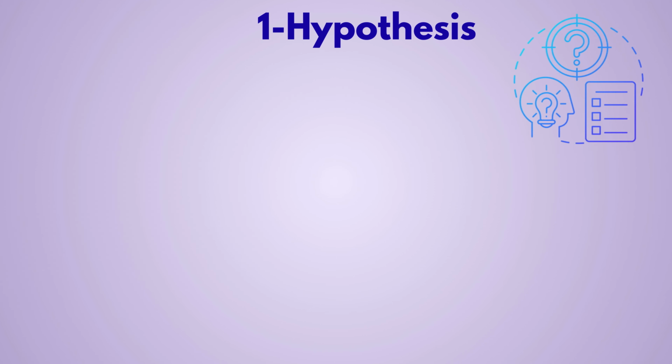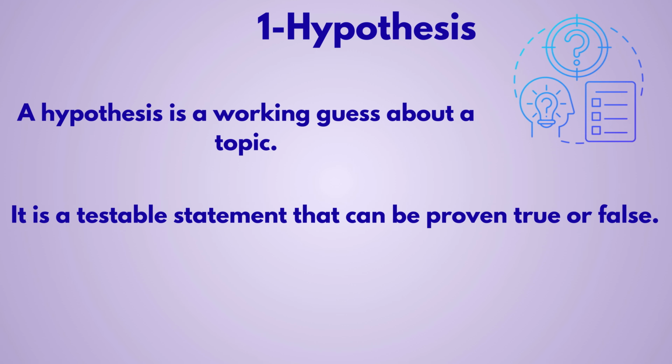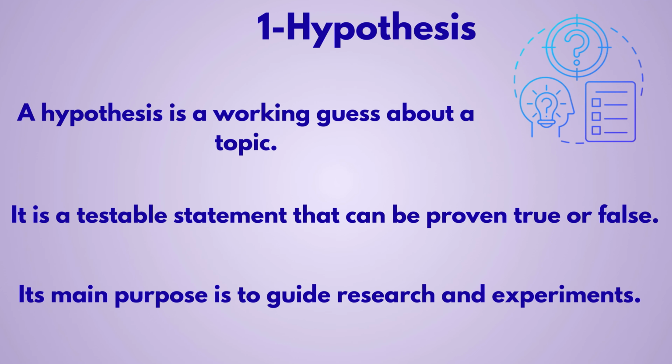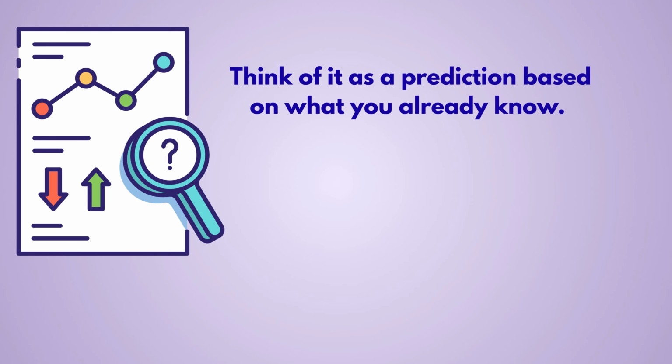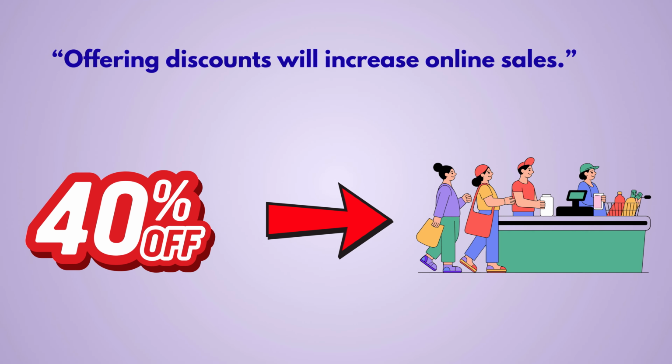1. Hypothesis. A hypothesis is like a working guess that a researcher makes about something. It is a statement that can be tested to see if it is true or false. The purpose of a hypothesis is to guide research and experiments. Think of it as a prediction based on what you already know. For example, offering discounts will increase online sales. Here, the researcher guesses that giving a discount will make more people buy a product.